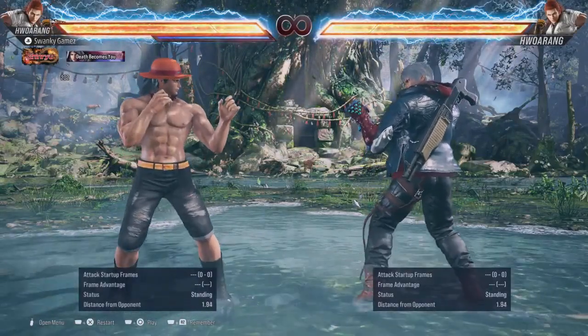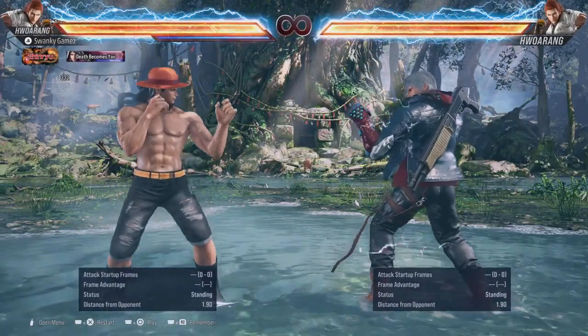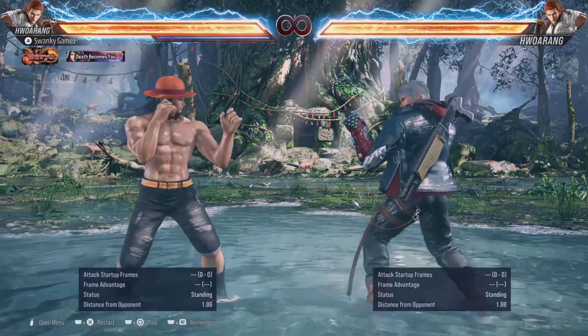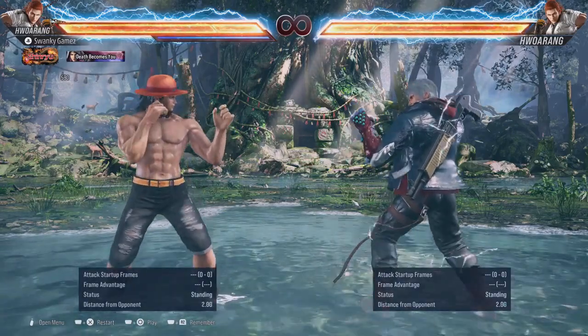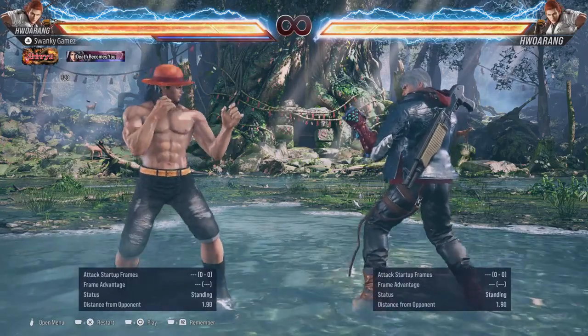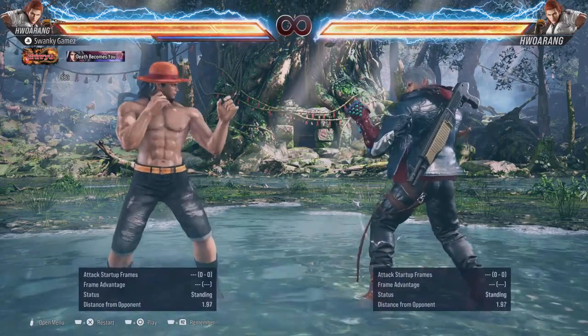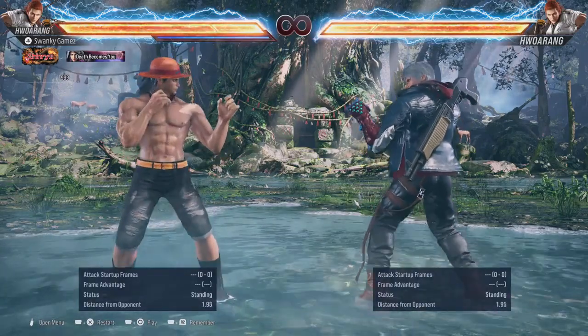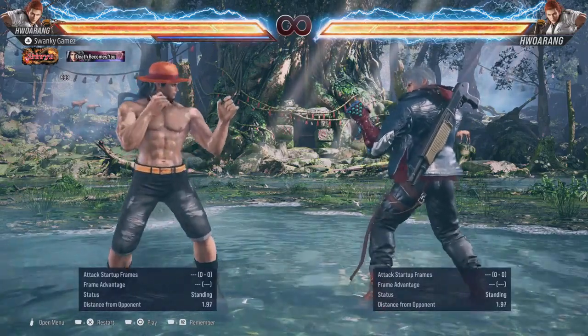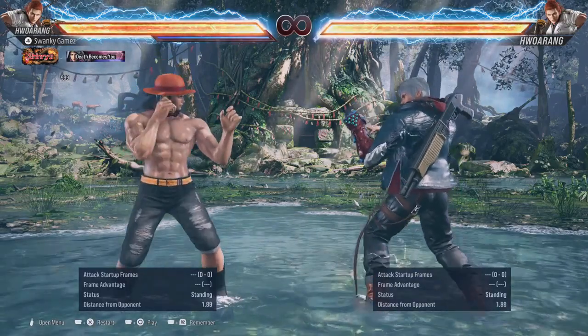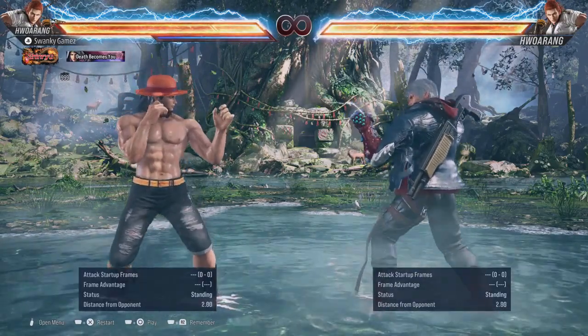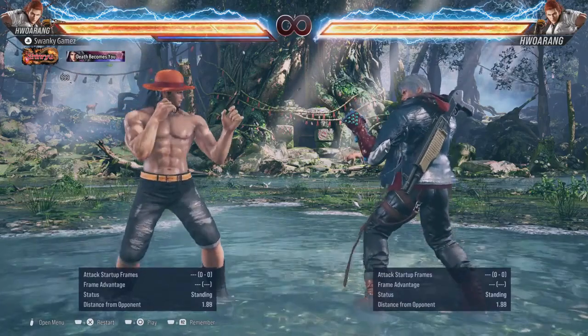A lot of times people will look at a neutral situation as being a little bit more of an advantageous situation due to the fact that most people can't react quite so quickly, and most people don't know the frame data like that. So it's worth noting when something like that is in fact the case.